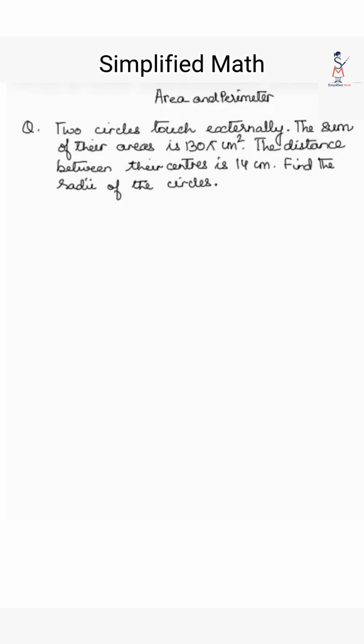Hi, we are doing area and perimeter. The question is: two circles touch externally. The sum of their areas is 130 pi centimeter square. The distance between their centers is 14 centimeter. Find the radii of the circles.